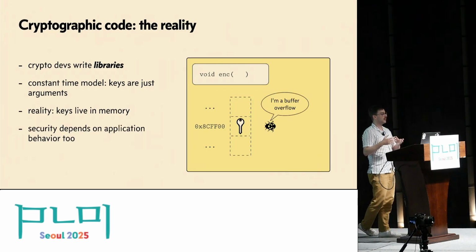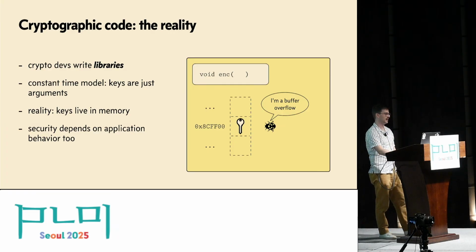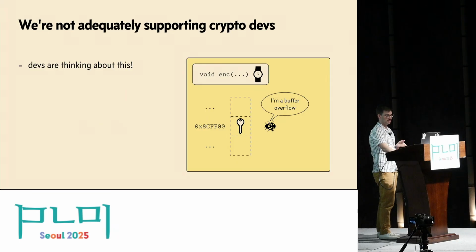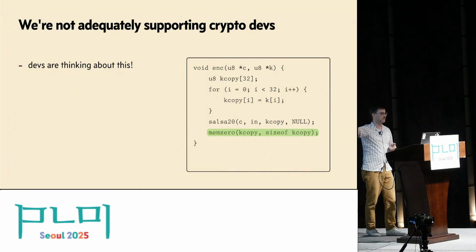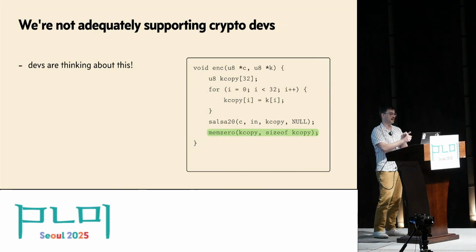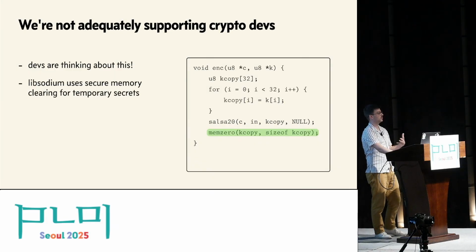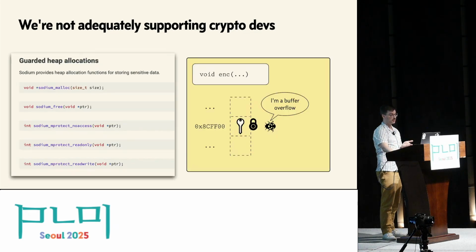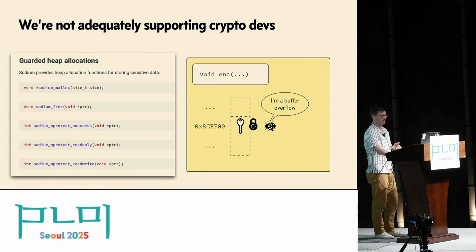Then the security of the whole system depends on application behavior too. A buffer overflow within your application that can access those keys is still access to those keys, even outside of timing behavior. And cryptographic developers are thinking about this. That line, the memory zeroing from libsodium, is making sure that a stack overflow doesn't leak this secret value. In particular, libsodium uses secure memory clearing for temporary secrets throughout the library. Further, it provides guarded heap allocation APIs to ensure that these secrets can be protected at rest.